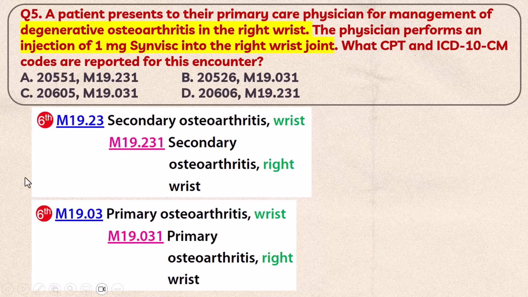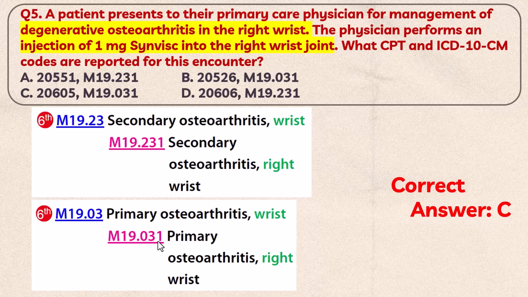When you go to the other code, M19.03 is primary osteoarthritis of the wrist, and the subcode is primary osteoarthritis of the right wrist. So in our case, it is the right wrist and primary osteoarthritis. The correct code will be M19.031. So the correct answer will be answer C.